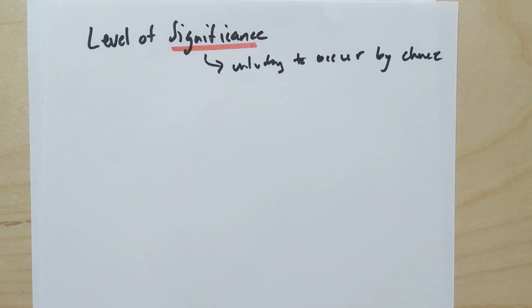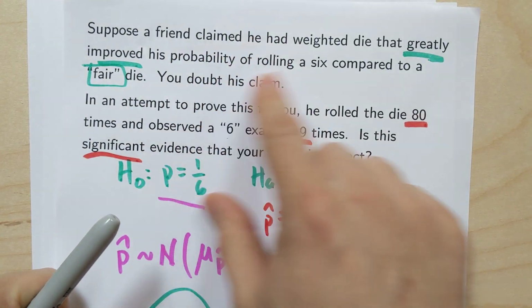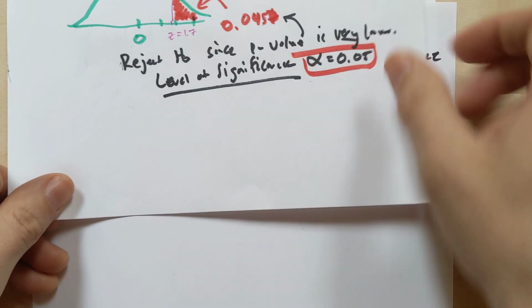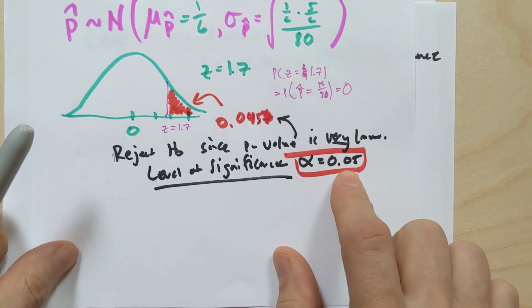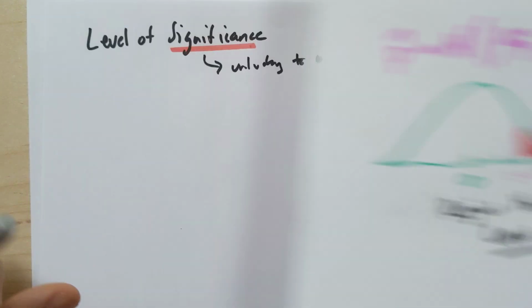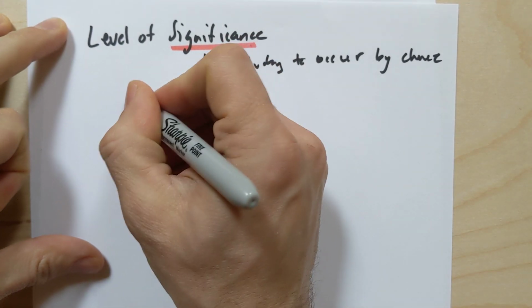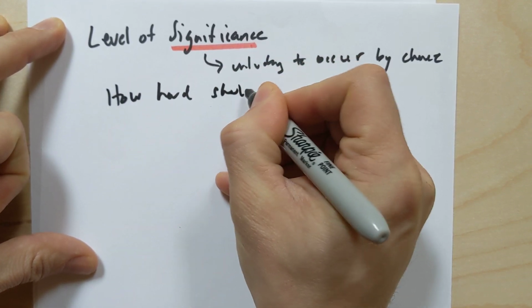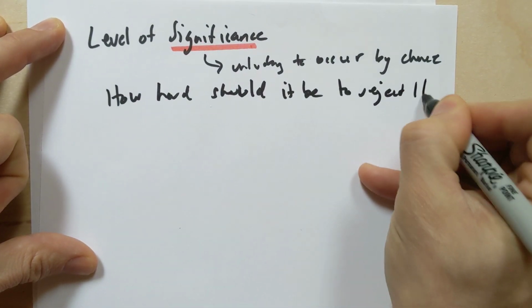So a level of significance is essential. If you remember in some previous examples, when we were looking at a friend with the die, he was trying to see if he had evidence that this was not a fair die. We got a p-value of about 4.6%, which was less than our level of significance, 0.05, and that caused us to reject the null hypothesis. So the key idea here is that this level of significance basically says how hard should it be to reject the null hypothesis.